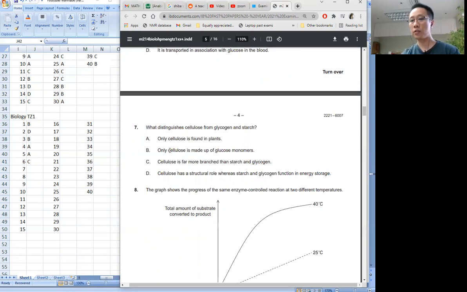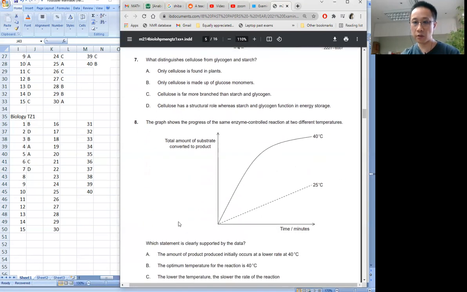Only cellulose is made of glucose monomers. That's... wait, no, A is glycogen. Oh, there are three sugars: cellulose, glycogen, and starch. Okay, so A is wrong because starch is found in plants. Cellulose is made of glucose monomers. Not true, because all three are actually made of glucose monomers. Should be D.